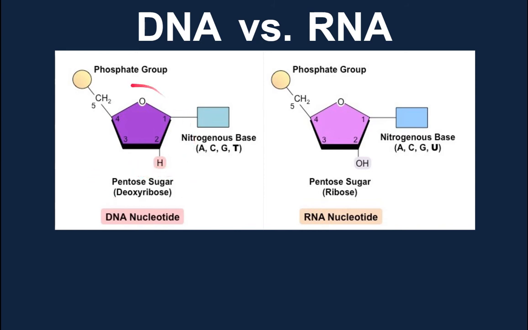Okay, so here's the deoxyribose sugar that makes up DNA. In RNA, the sugar is different. It's a ribose sugar. So RNA stands for ribonucleic acid. So DNA is deoxyribonucleic acid, RNA is ribonucleic acid.